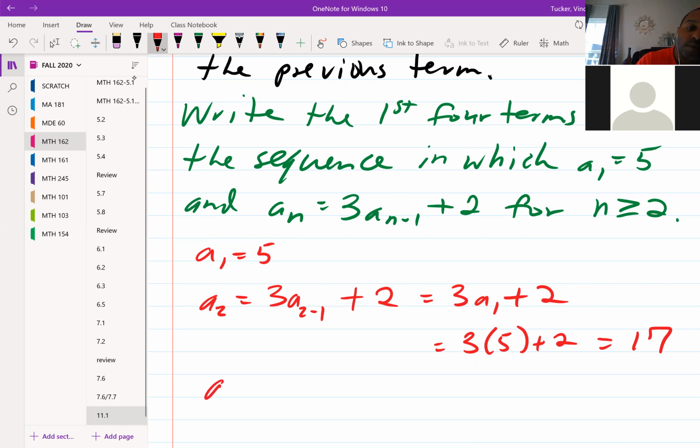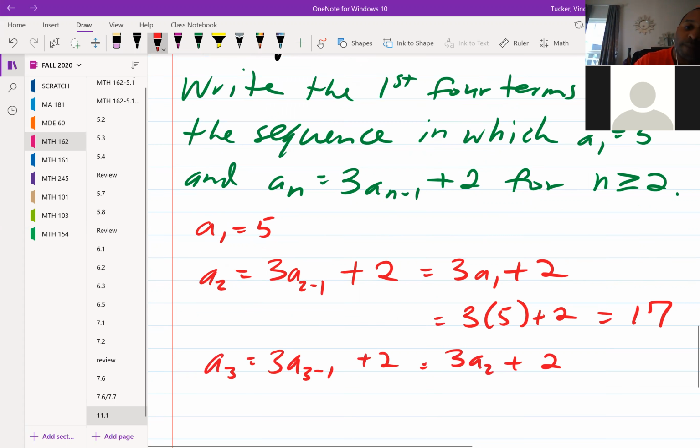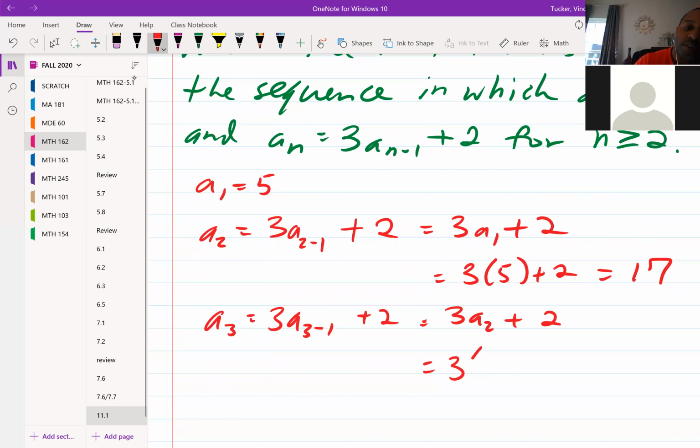All right, do the same thing for a sub 3. That's going to be 3 times a sub 3 minus 1 plus 2. That's 3 a sub 2 plus 2. A sub 2 is 17. So there should be 53.